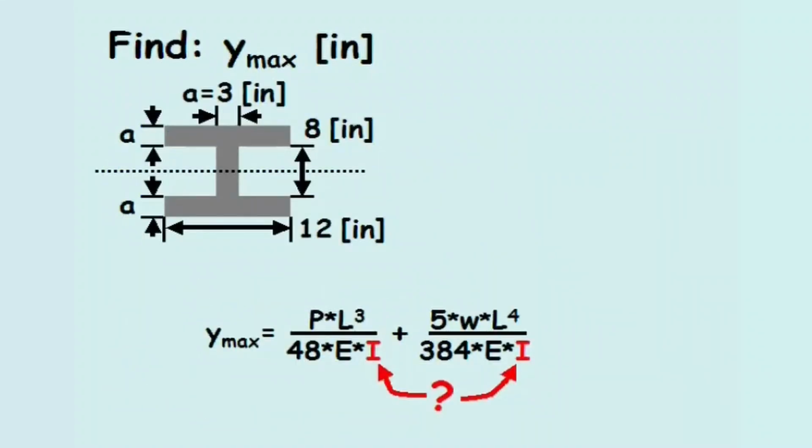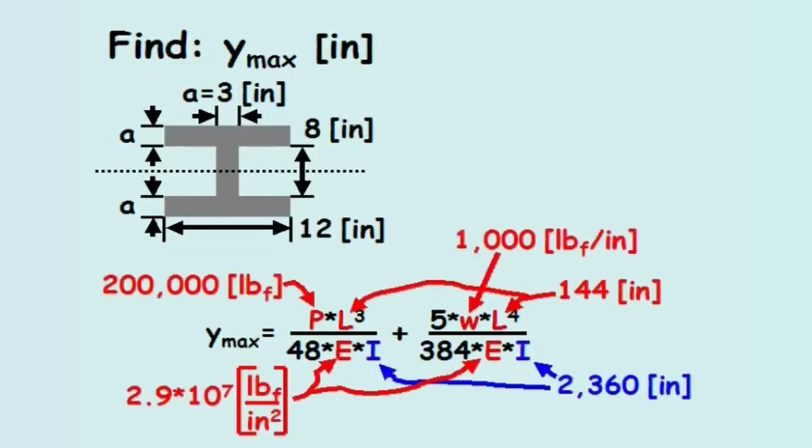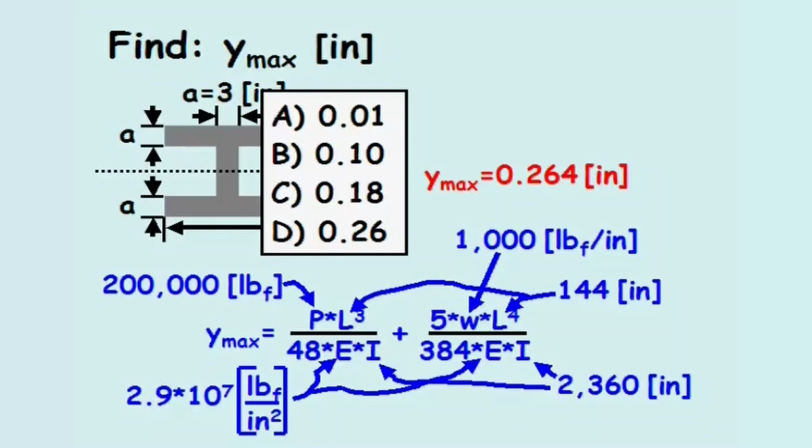If we plug in the value 2,360 inches to the fourth power for the area moment of inertia, and plug in the other variables for point load, continuous load, beam length, and Young's modulus, the maximum deflection, Y max, equals 0.264 inches. When reviewing the possible solutions, the answer is D.